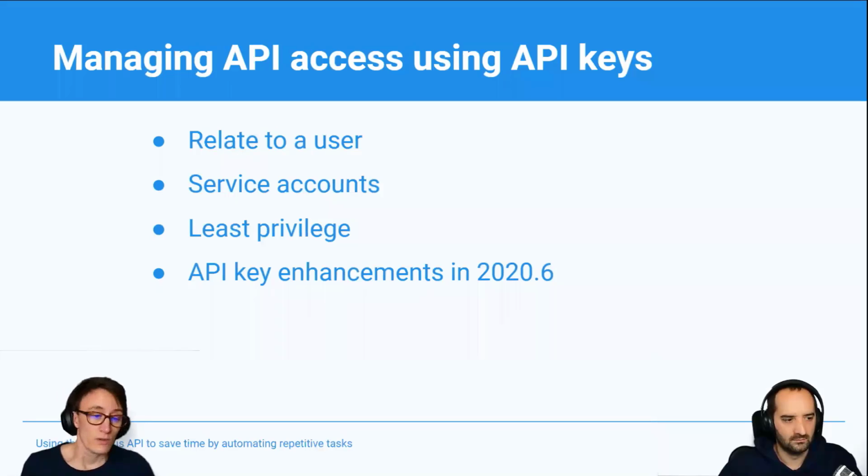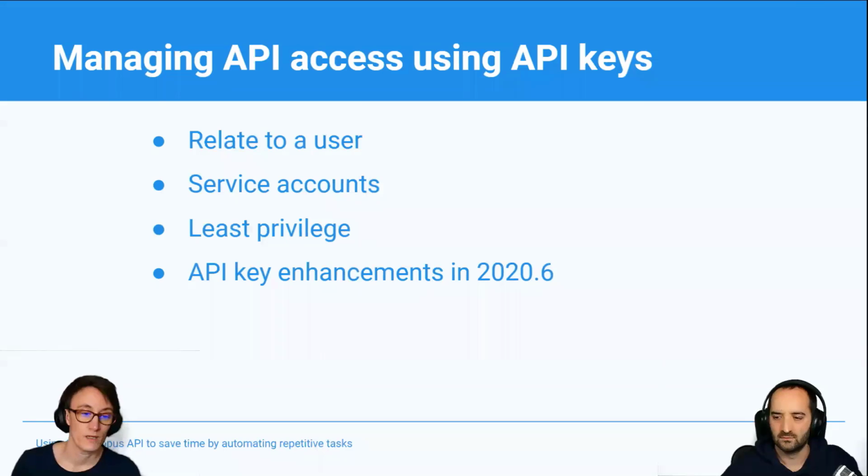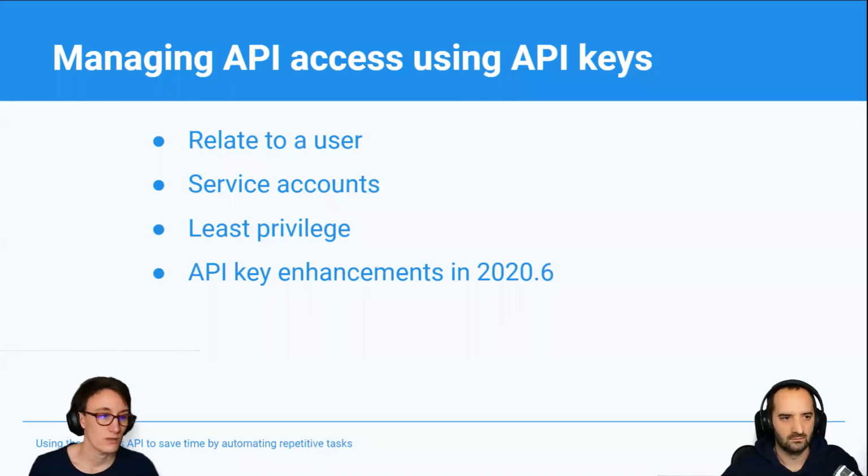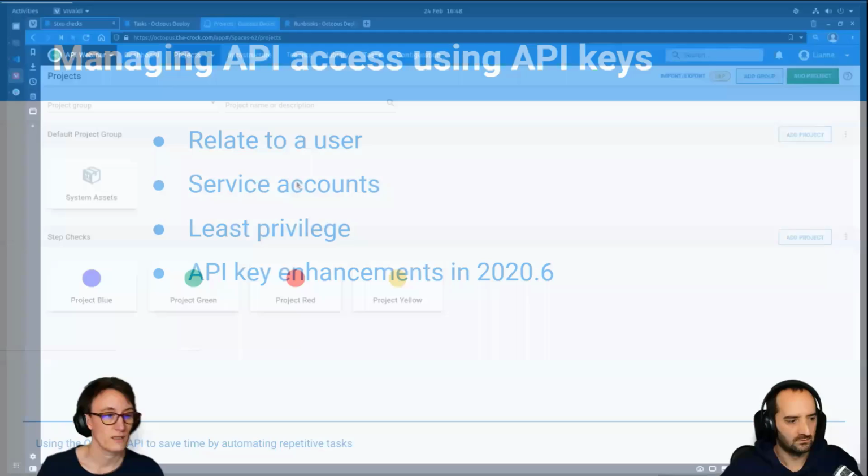Next thing is we've got quite a number of API key enhancements in 2020.6, which is the next version of Octopus due to drop fairly soon. So let's take you through there and take a look at the UI in Octopus and have a look at API keys.